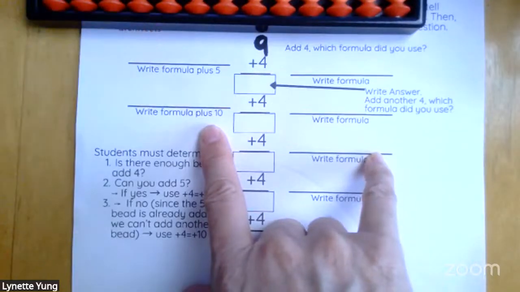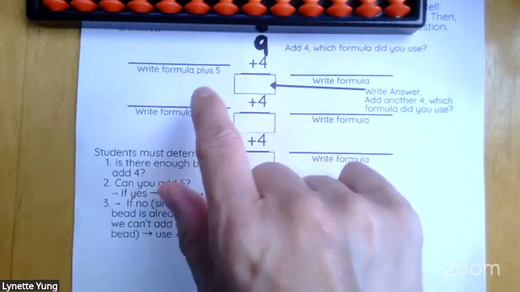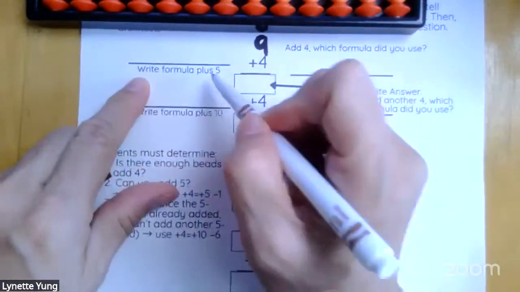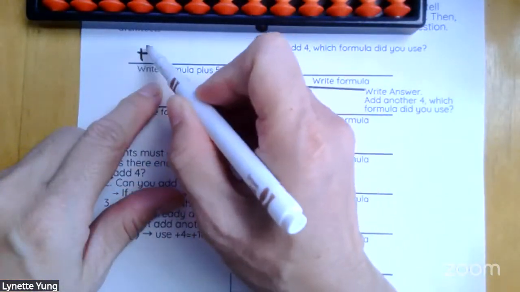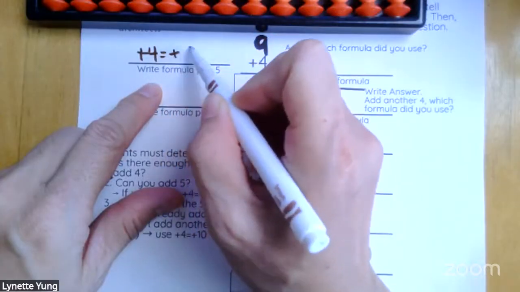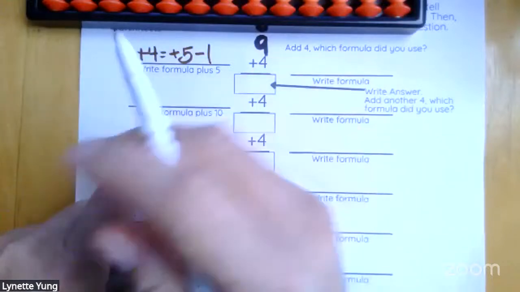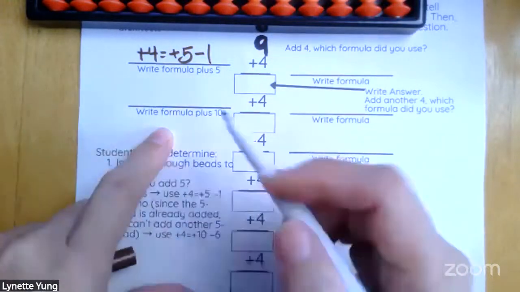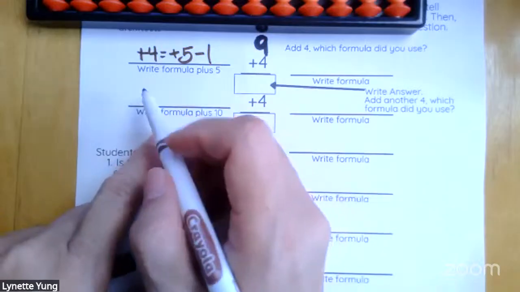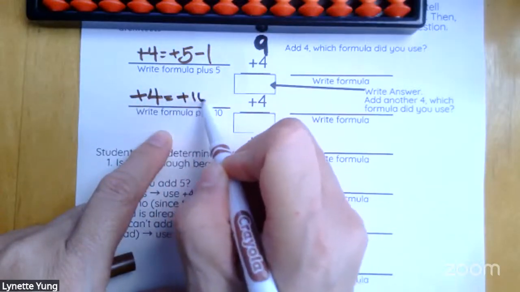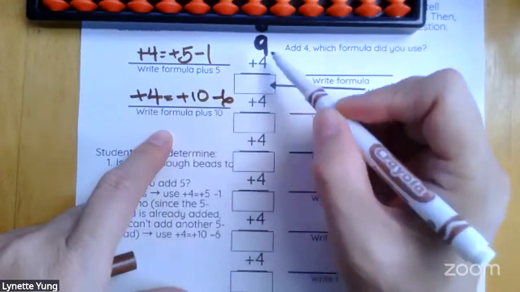Oh, okay. I'm sorry, plus 5 and then plus 10. That's the goal. So what is plus 5 for plus 4? Plus 4 is equal to plus the 5 minus the 1. Okay, and then do it again for the plus 4 for the plus 10 formula. Oh, plus the 4 is plus the 10 minus 6. Okay, minus 6.